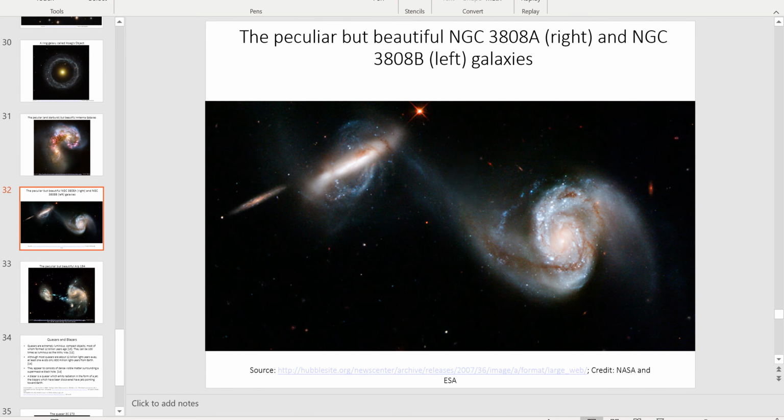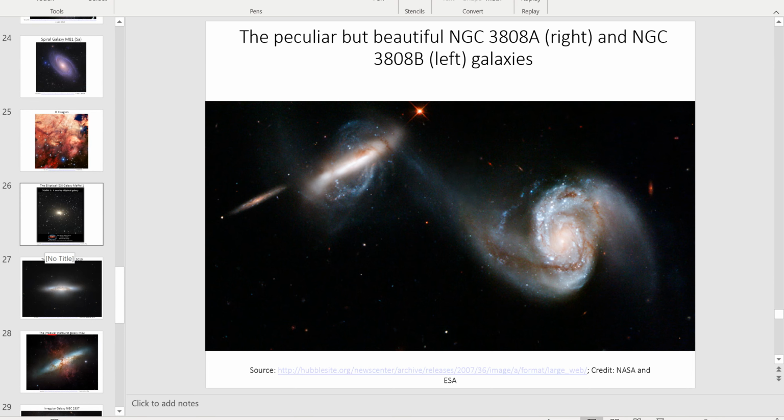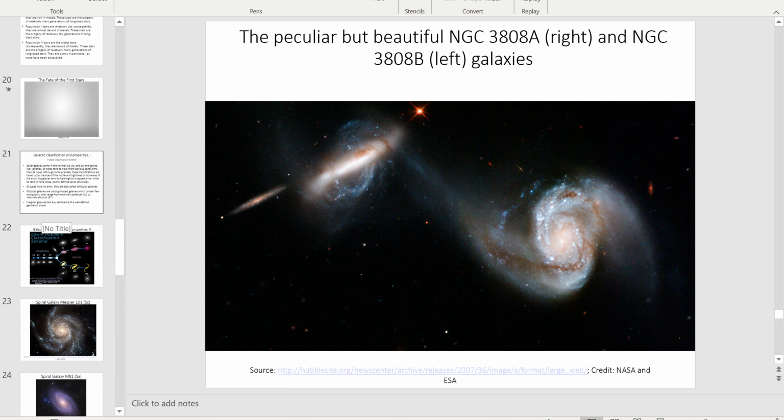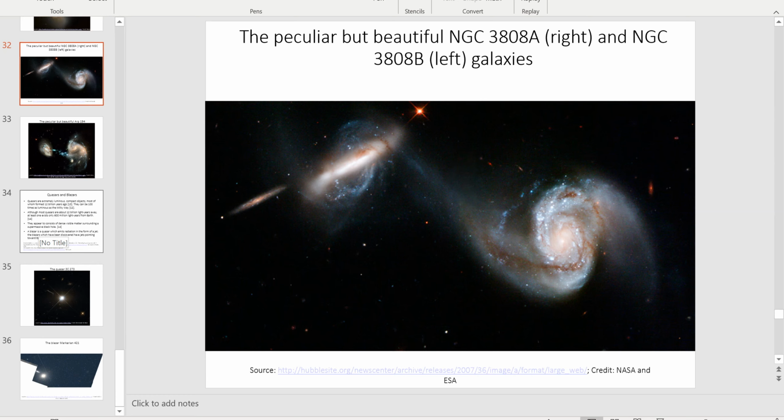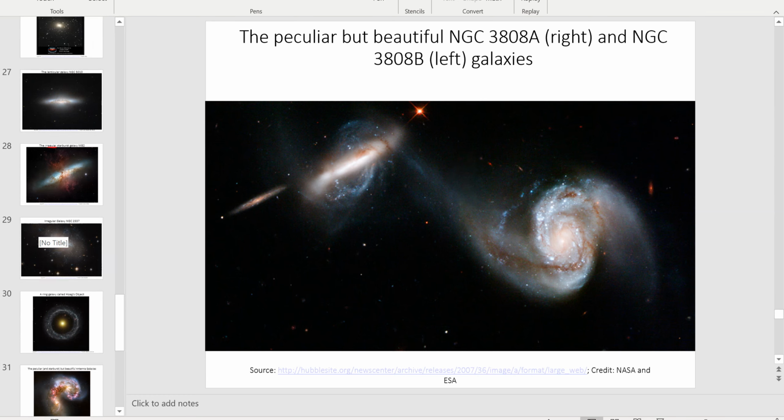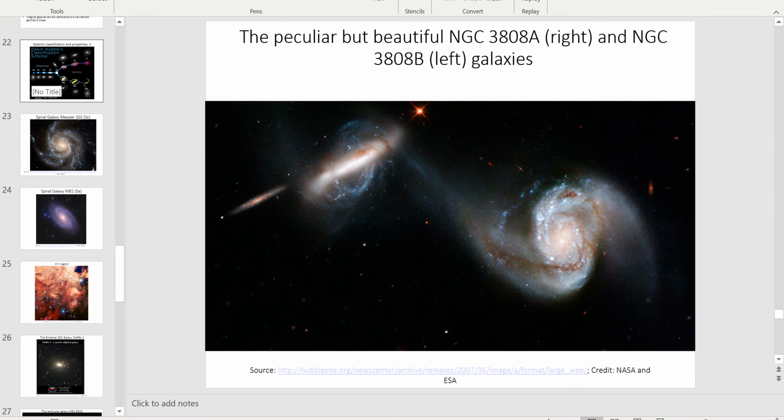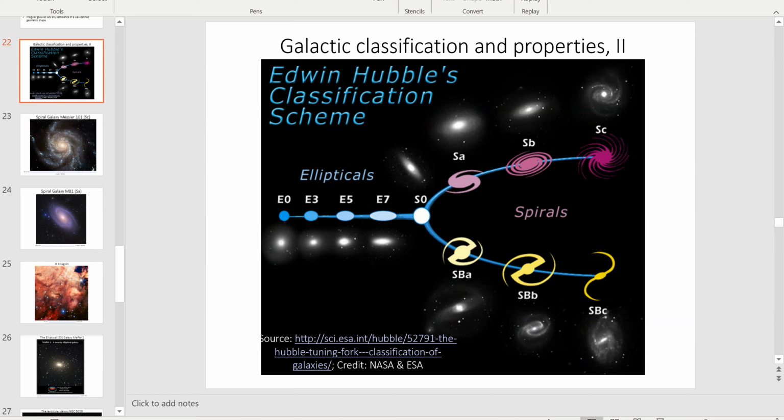I have other pictures here. I don't have time to go through each one, but feel free to look through them in the slides that I will post to Blackboard. So these are the different types of galaxies. They are neatly cataloged in this figure that I took from NASA and the European Space Agency.